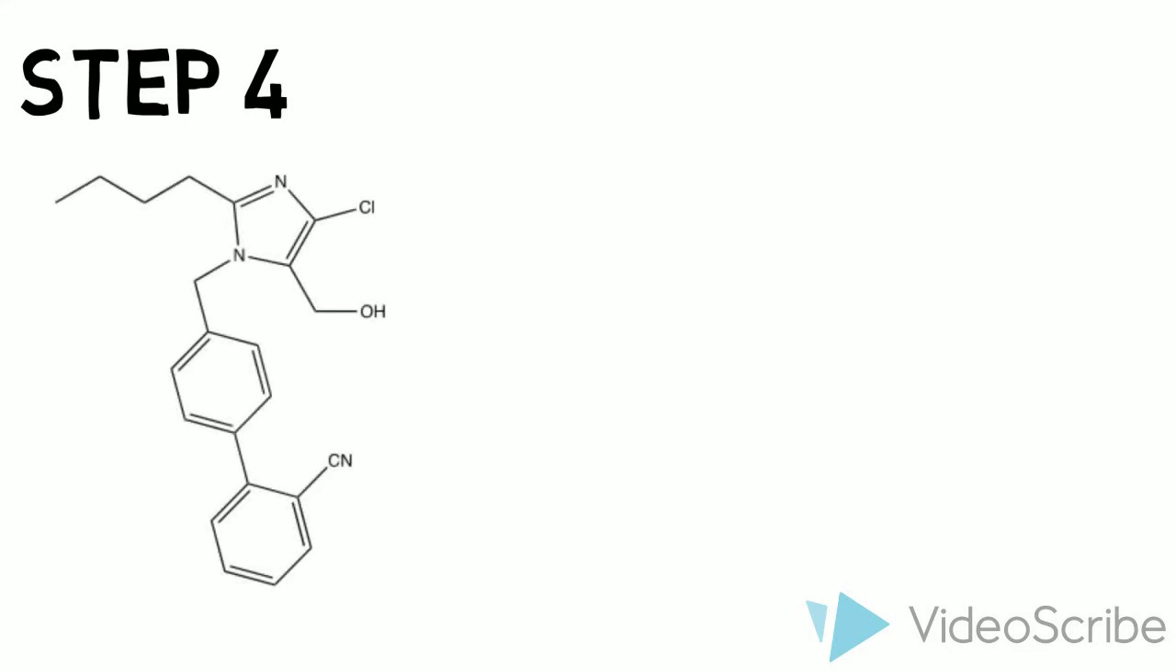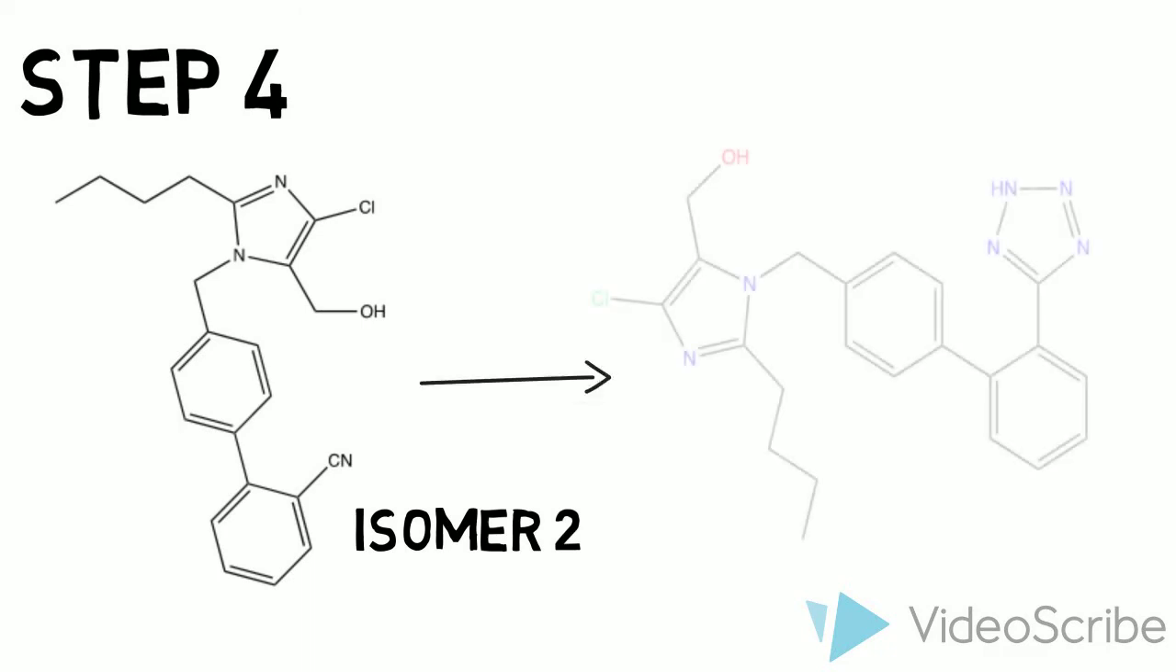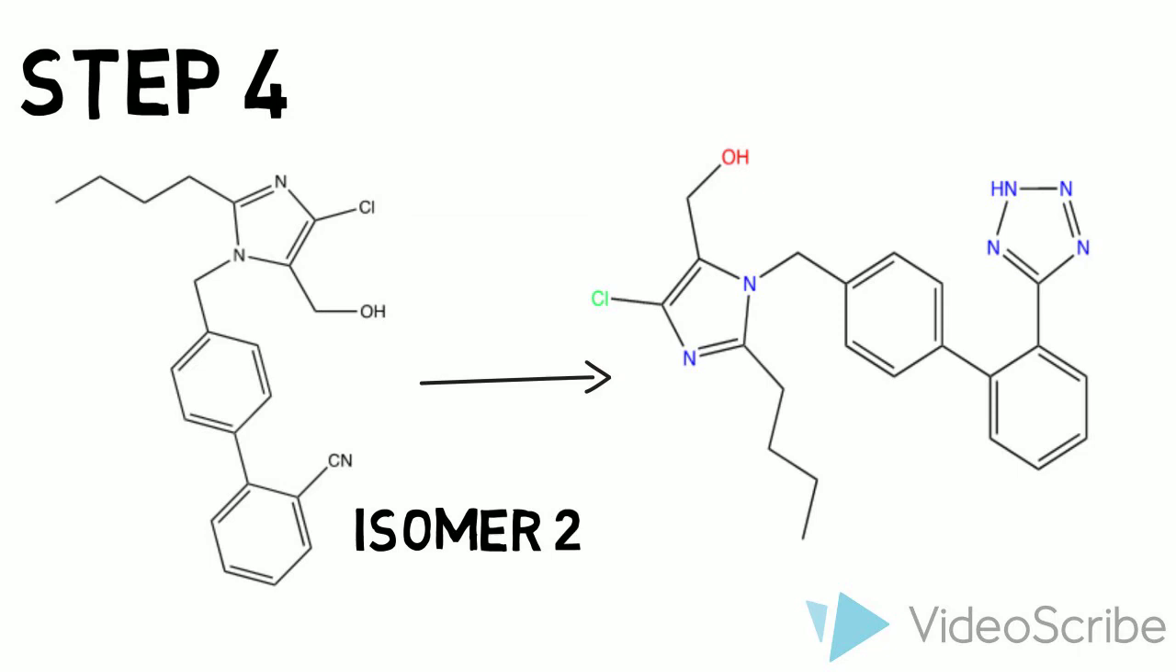The cyano group is then substituted for the tetrazole group. The reagents required for this reaction are sodium azide, dimethyl formamide, ammonium chloride, and potassium hydroxide. This is done at 100 degrees for 9 days. Now we have losartan.